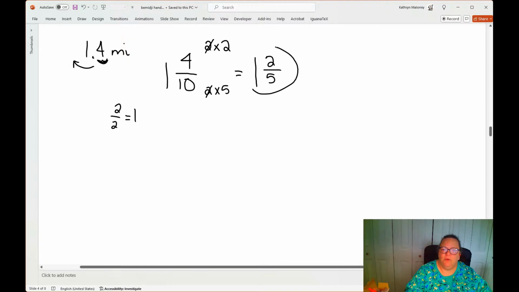So how far did we walk? We walked 1 2/5 miles. Always remember to put your units there. Okay, 1 2/5 miles. All right. Pretty cool, huh? Pretty cool.